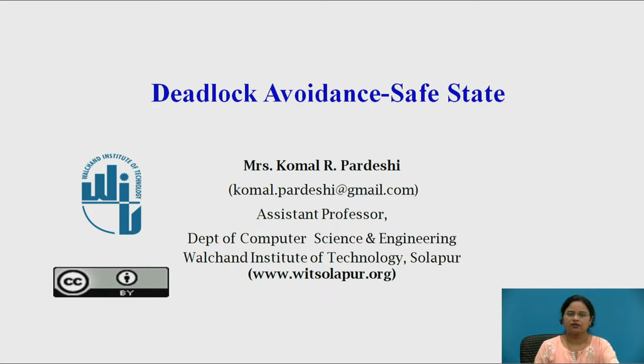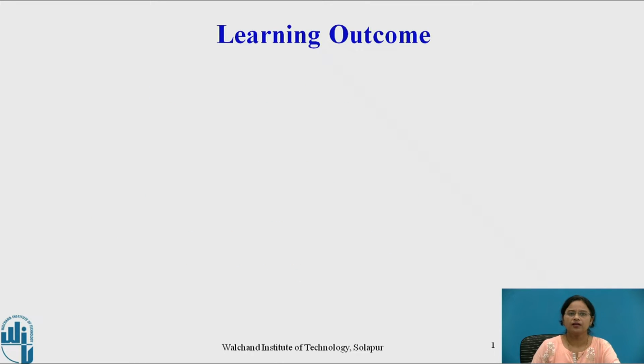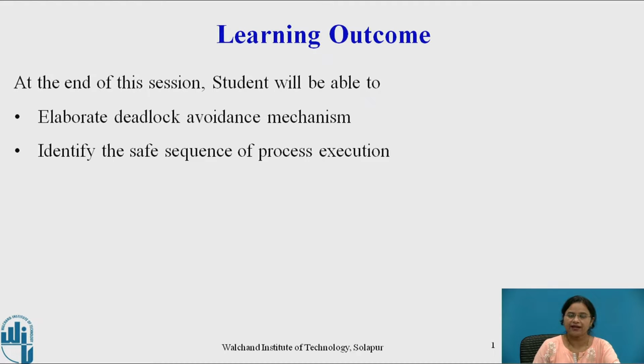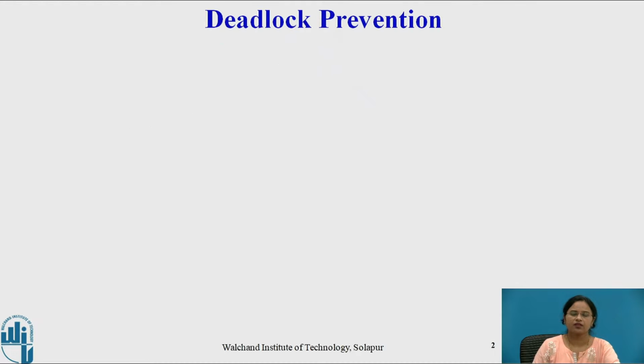Hello everyone. Today we are going to learn about deadlock avoidance. The learning outcome of this session is: at the end of this session, students will be able to elaborate the deadlock avoidance mechanism and identify the safe sequence of process execution.